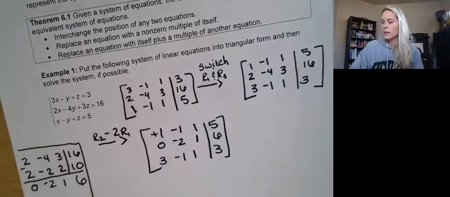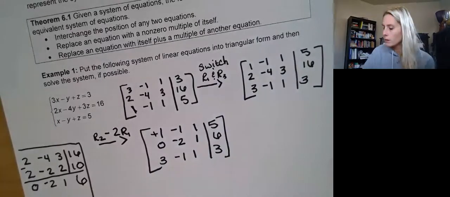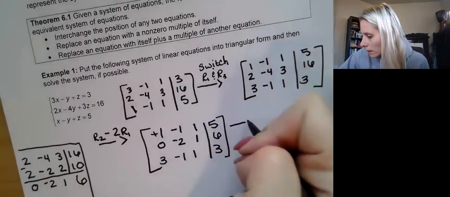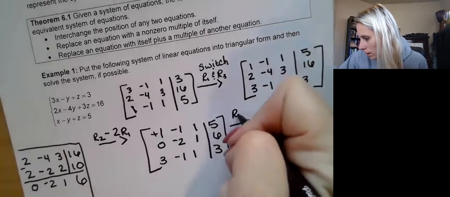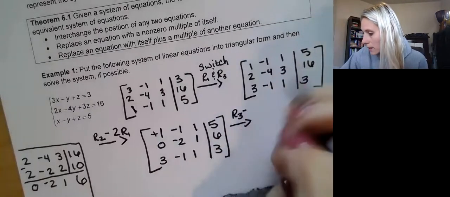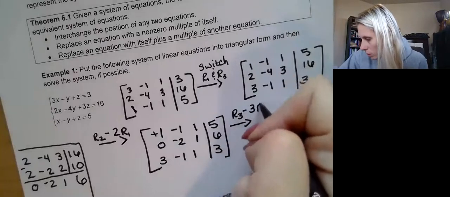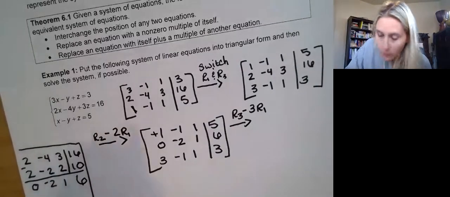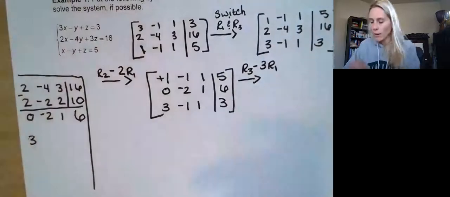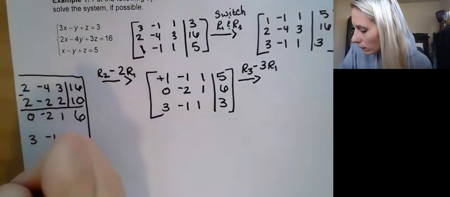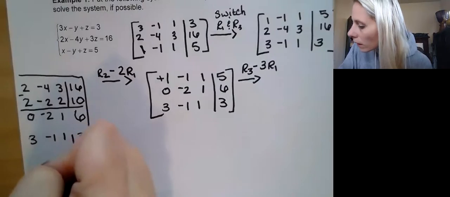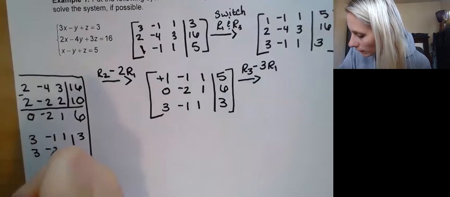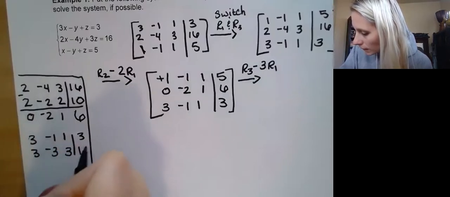Now, what else can I do? Well, I also need to make this 3 a 0. How could I do that? Well, I can take that row 3 and subtract 3 of row 1. So 3, oh, you guys can't see that, can you? There we go. 3, -1, 1, 3. And remember, I'm going to multiply this by 3. So I get 3, -3, 3, 15.